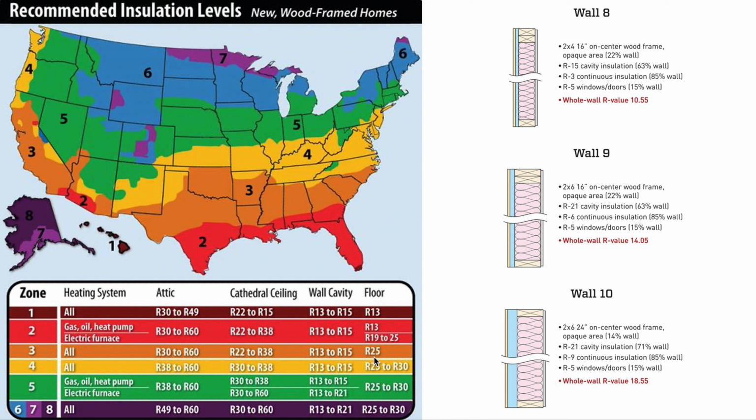There are code books that show the different potentials for achieving an R value. And so you can see over here, for instance, it says for zone 3, you want R13 to R15 in the wall. In this wall construction over here, wall 9, that is R14. But the problem is that they use 2x6s, and 2x4s are more common. If we look at the 2x4 above, wall 8, you can see it only has an R value of 10.5.